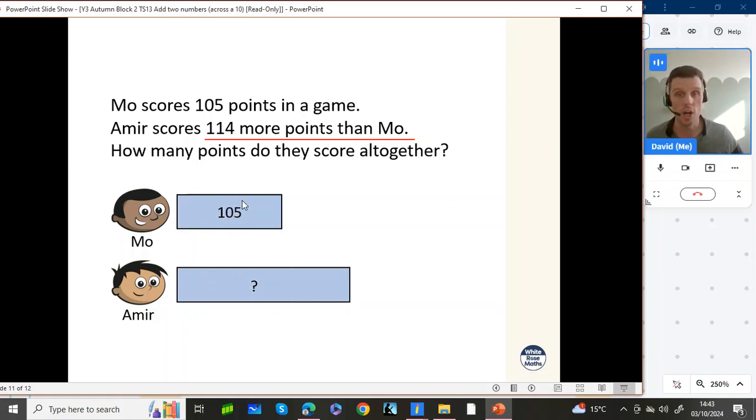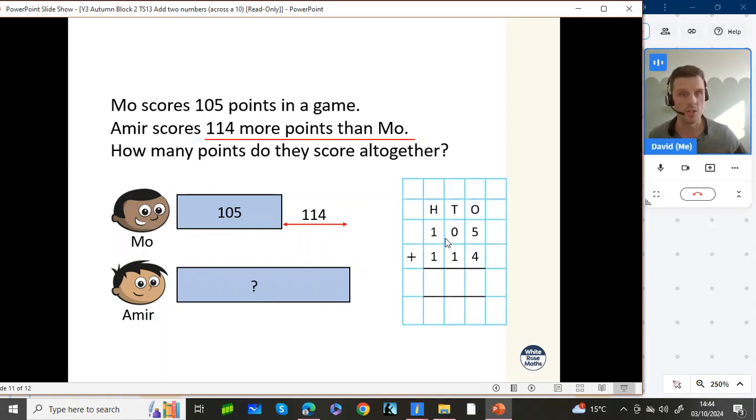We know that Mo scored 105. We need to know how many Amir got in total, but we know the difference is 114. So we do 105 add 114. So what column do we always start with? That's right, the ones column. So it's 5 plus 4 equals 9, 0 plus 1 equals 1, and 1 plus 1 equals 2. No carry forwards this time, so it's nice and easy. The answer is 219.